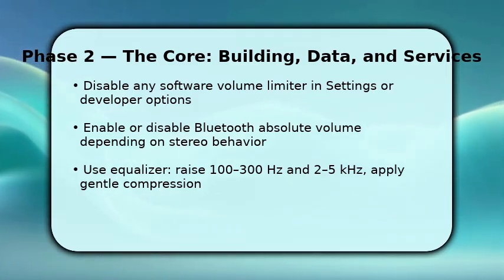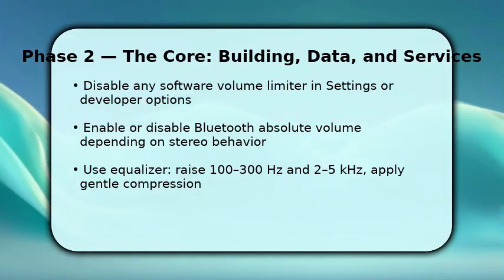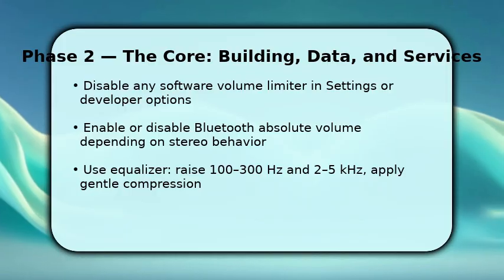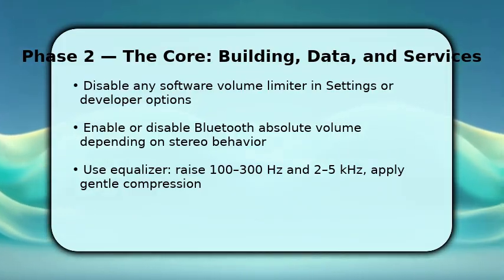Open your equalizer app. Boost low mids around 100 to 300 Hz for presence and lift 2 to 5 kHz for clarity. Use mild compression to raise average loudness. Test at moderate levels and listen for distortion as you proceed.